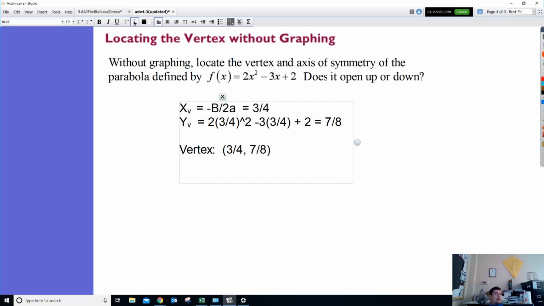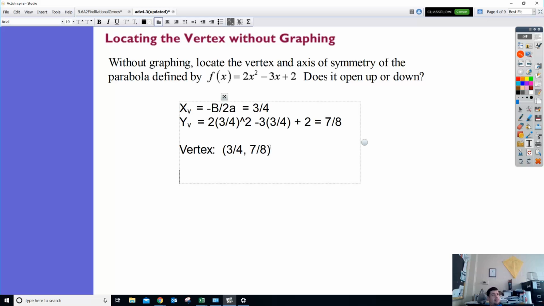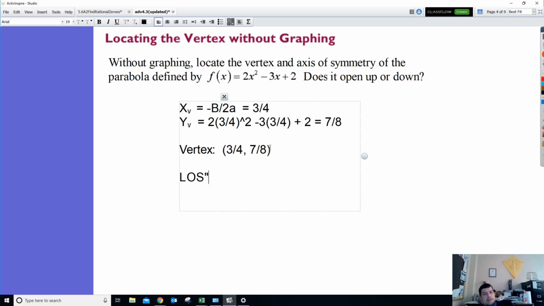Now, it also asks for the axis of symmetry. We just go back and look at the previous example. As soon as you found the x-coordinate of the vertex, after we plotted the vertex and drew in that line, didn't we have the line of symmetry? So if the x-coordinate of the vertex here is 3/4, what's the line of symmetry? Yeah. Line of symmetry is x equals 3/4. This also comes from that negative b over 2a. Same thing.